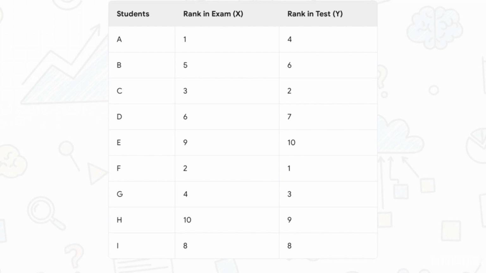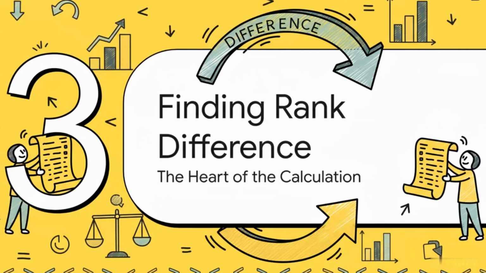Their rank in an exam, which we'll call variable X, and their rank in a totally separate test, which is variable Y. Our mission, if you will, is to figure out if doing well on the exam is connected to doing well on the test. Okay, now for the first really crucial step in our calculation. This is where we start to see how the ranks for each student actually stack up against each other.